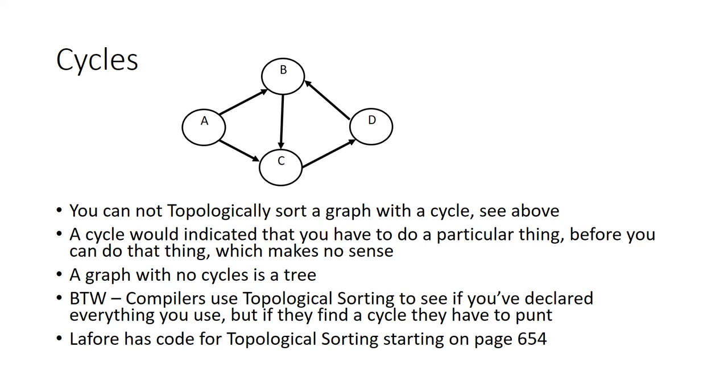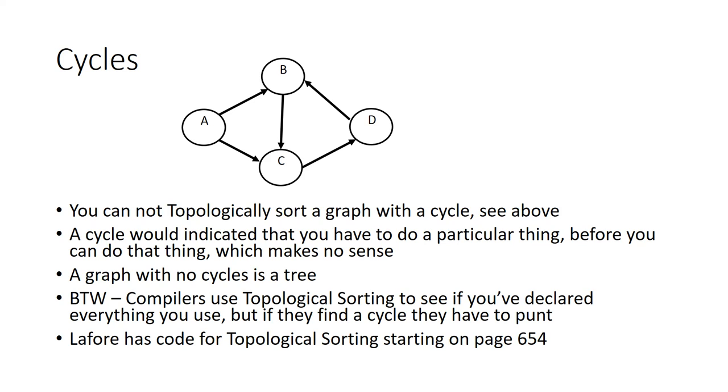Okay, one thing to look out for are cycles. You cannot do a topological sort of a graph with a cycle. Here's a little graph that has a cycle in it. That is to say that there's nothing that has no successor. Everything is a prerequisite for something else. Everything has to be done before something else. And so there is no point you can finish at or start at and be correct. A cycle would indicate that you have to do a particular thing before you can do that thing, which makes no sense. Okay? A graph with no cycles is actually a tree. It's the definition of a tree.